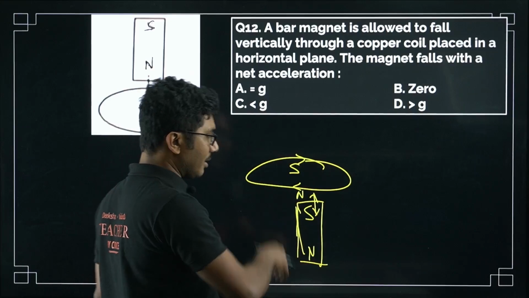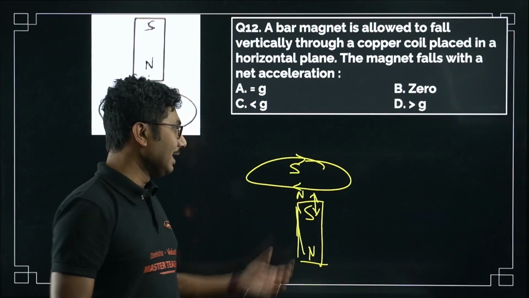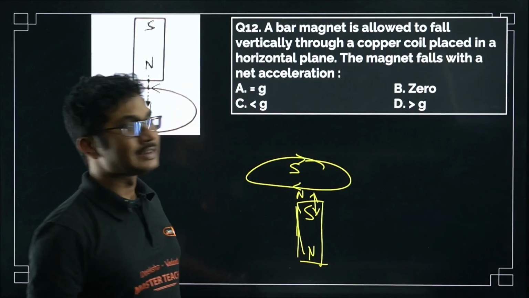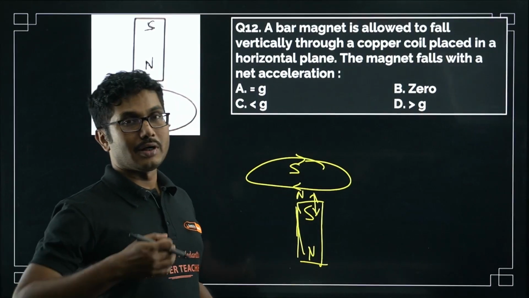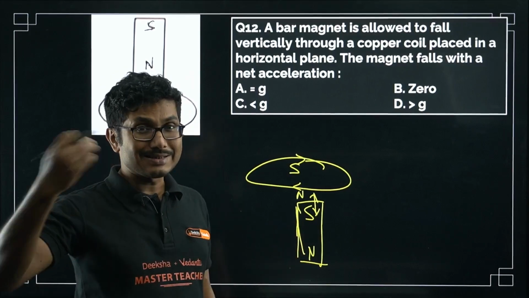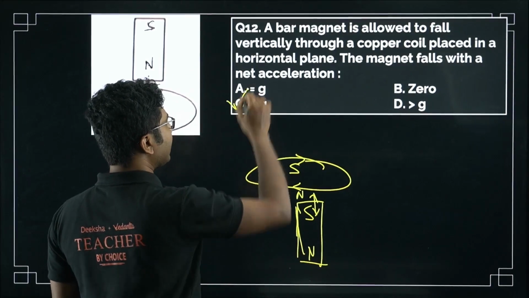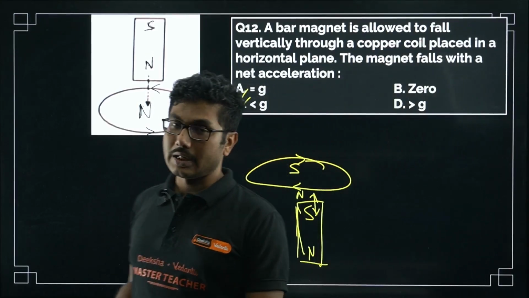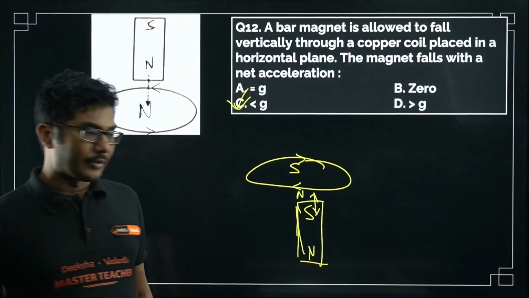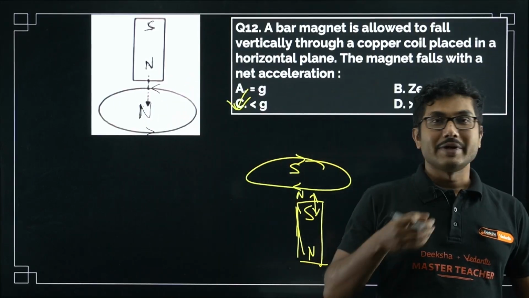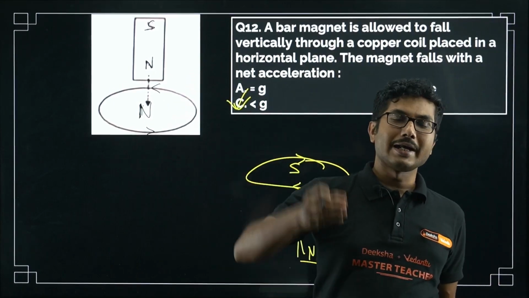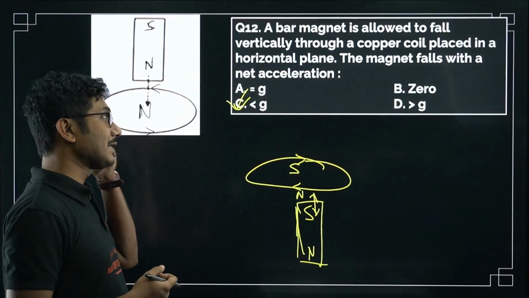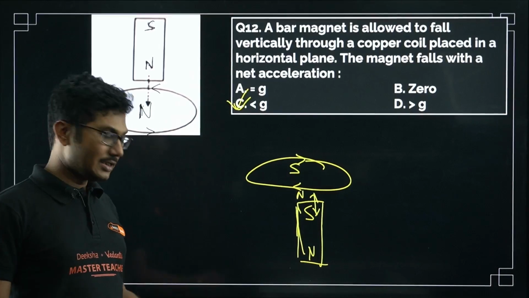So now when the magnet has fallen through the loop, this north pole will still try to stop that south pole and attract it. That means the acceleration of the magnet will be less than the acceleration due to gravity. So the magnet will slow down when it is falling through a conducting loop. You can test it with a very nice experiment. You can take a copper tube and allow a magnet to fall through it. Because of the induced current in the opposite direction, the magnet will fall very slowly.